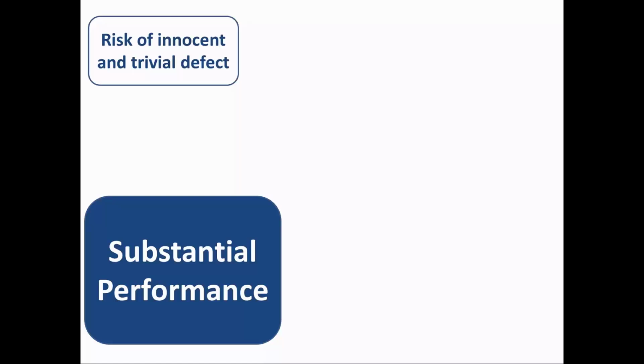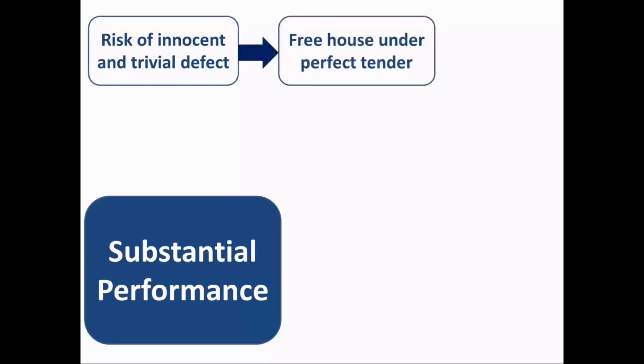Under perfect tender, the owner has the contractor over a barrel. The owner can demand replacement or a payment just less than the cost of replacement to settle the owner's claim for breach. In effect, the owner gets a free house or maybe a dramatically cheaper house.